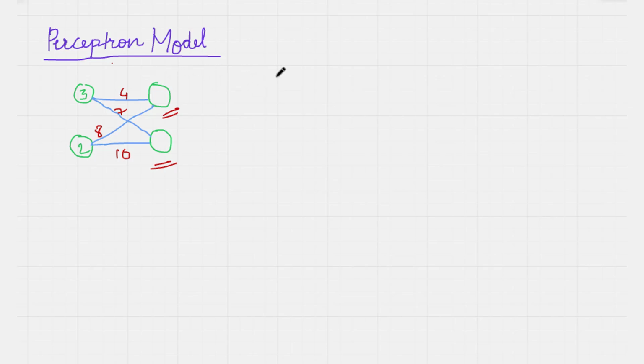That will be nothing but 4 into 3, correct? This 4 into 3 plus the next connection is what? 8 into 2. So that is nothing but 12 plus 16. So here we got the value 28 after calculation.